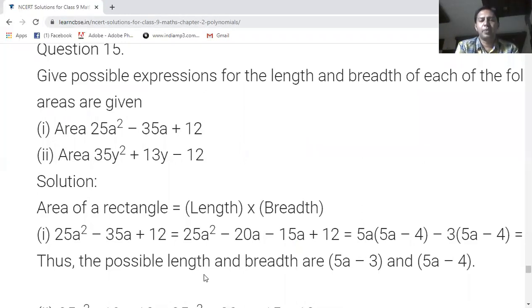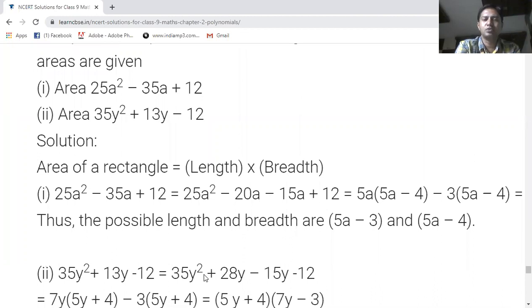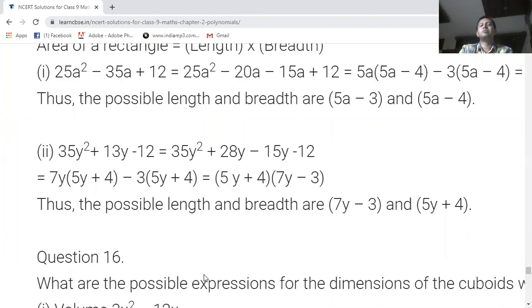Now, the second part of the question is 35y square plus 13y minus 12. Again, we'll do the middle term splitting. 35 into 12 will give you 420, and 28 into 15 is again 420. So we'll split it as 28y minus 15y.